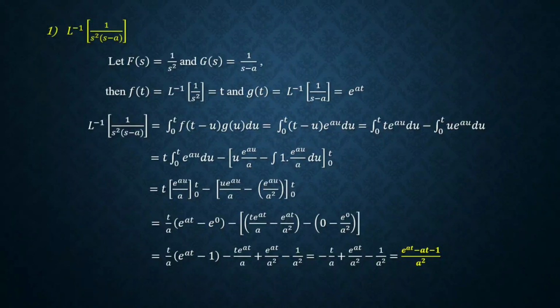Therefore, Laplace inverse of 1 by s square into s minus a will be equal to integral 0 to t f of t minus u g of u du. We have f of t equal to t. Therefore, we have to substitute t minus u in the place of t in f of t. So, f of t is just t. Therefore, we will just substitute t minus u in the place of t, and we have to substitute u in the place of t in g of t. g of t is equal to e raised to at. So, we will just substitute u in the place of t here.